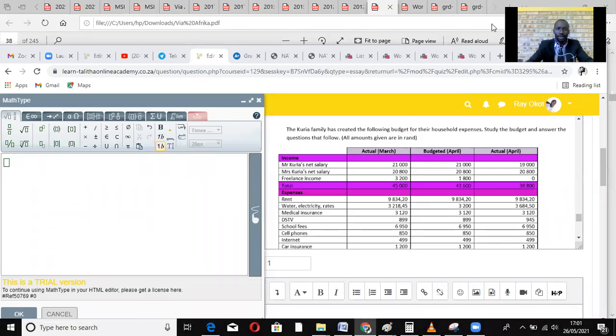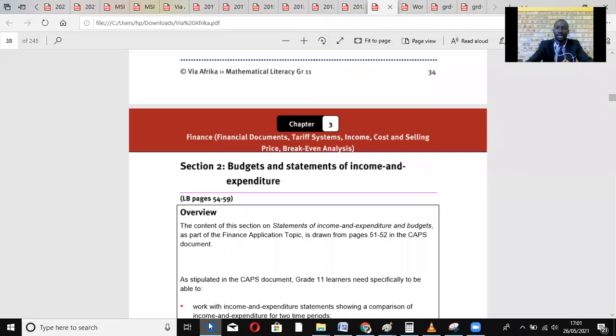Now, in this lesson, we are continuing with our discussions of financial documents. In our discussion of financial documents, we also have things like tariff, income, cost, and selling price. That is also the break-even analysis. Now, in one previous lesson, we had this discussion, and the section that we started with was section 1. We were very specific, and we limited our discussion to financial documents.